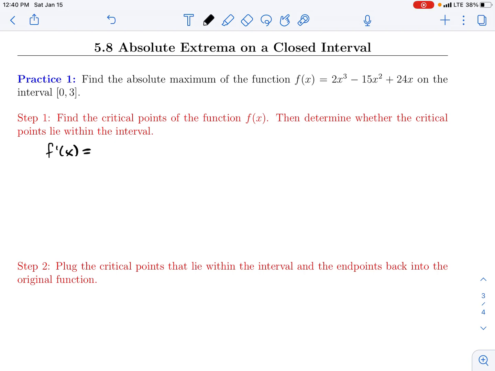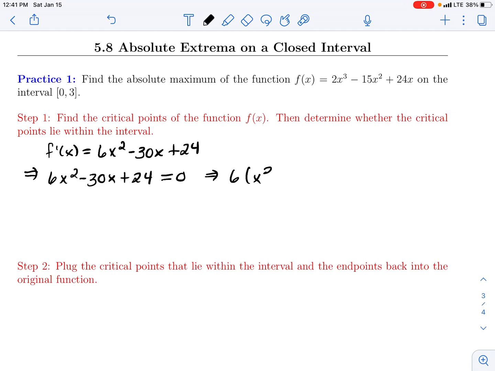So we get that the derivative is 6x squared minus 30x plus 24. Okay, so now setting this equal to 0, I need to factor this quadratic. And looking at it, the GCF, the greatest common factor, is 6. So taking that out, I have 6 times x squared minus 5x plus 4 equals 0.